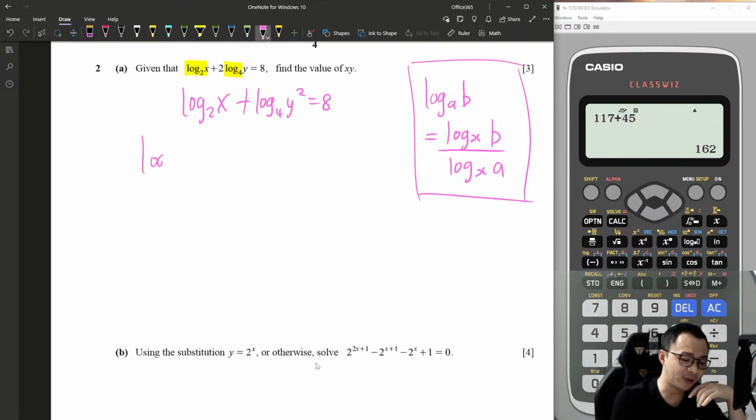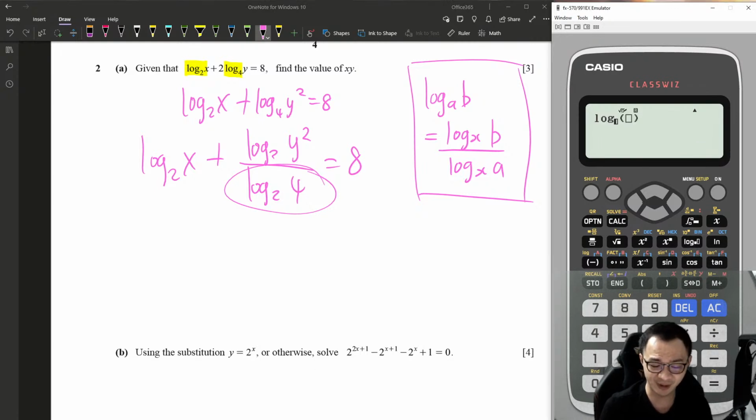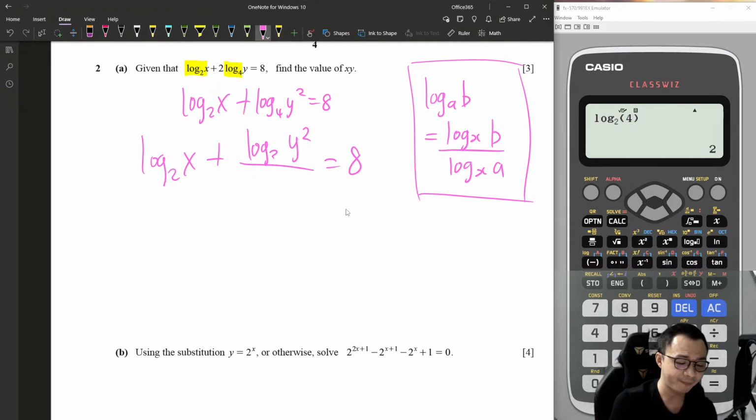So right now I want base 2, isn't it? So I write log base 2 on the top and log base 2 at the bottom: y squared on the top, 4 at the bottom. Alright, log base 2 of 4 equals 2. All of you should know this. If you do not know this, you just type it in the calculator. Log base 2 of 4, the calculator will tell you it's 2 also. So I'll change this into the 2 here.